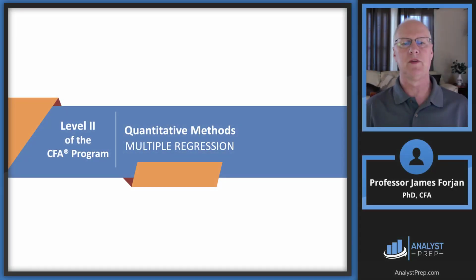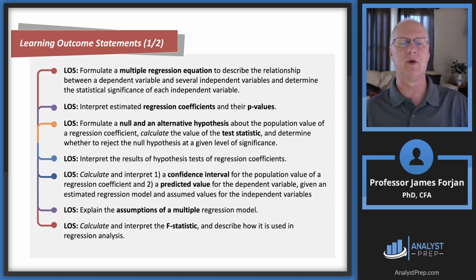This is level 2 of the CFA program, Quantitative Methods, and the reading on multiple regression, which is a logical extension of the previous reading, Simple Linear Regression. All we're doing is adding some independent variables, and there are going to be some benefits to this. Of course, we're going to have more explanatory power, but there are some costs associated with adding more variables.